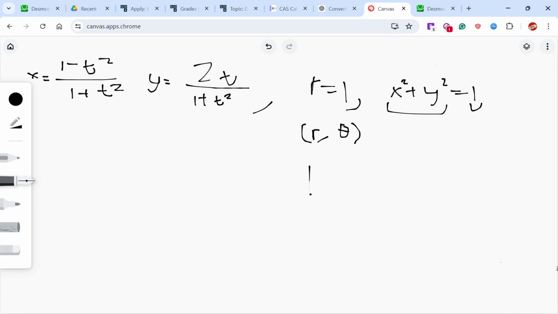So if we just have a graph here, we have r equals 1, and then it could also be here, here, here. All of this is radius 1. So it just makes a circle with radius of 1.